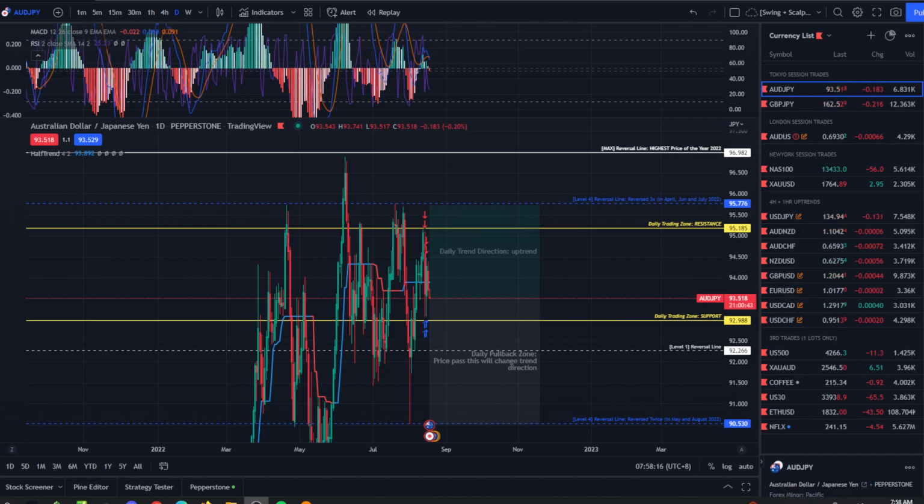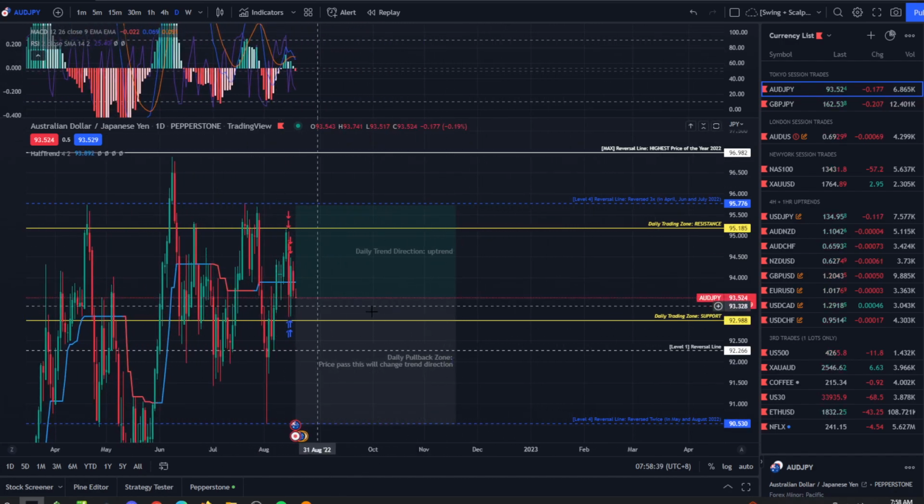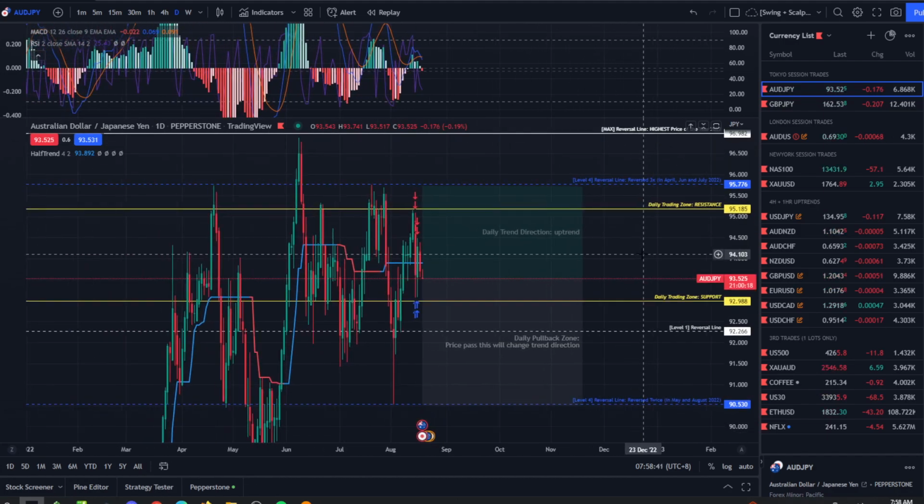Okay, so this is the Tokyo session opening and pre-analysis. It is now 5:58. I just spent about 5 minutes doing all my analysis, and this is what I've come up with. So the daily, we're still in an uptrend for the Aussie Yen. Even though we had two days of pullback, these are just pullbacks.